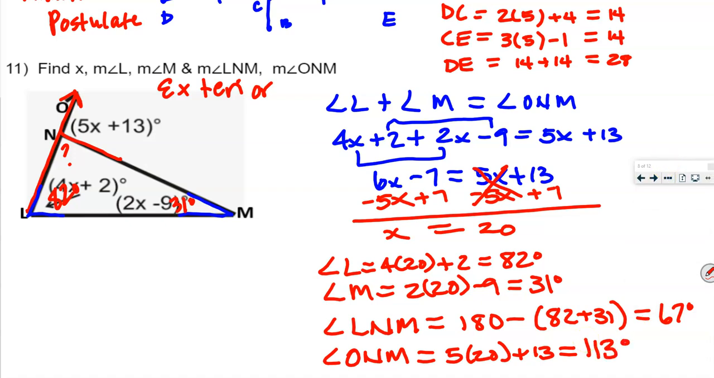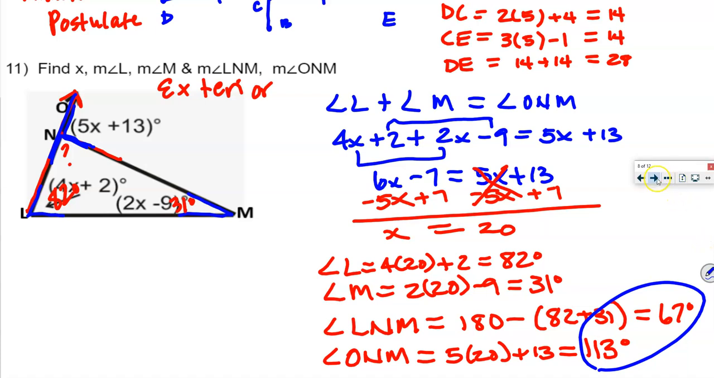Now notice, hopefully you guys noticed this, these two angles, when we add them together, they equal 180. Why is that? Because they form a line right here. Y'all see these two angles right there? They form a line. Got it? Good job.